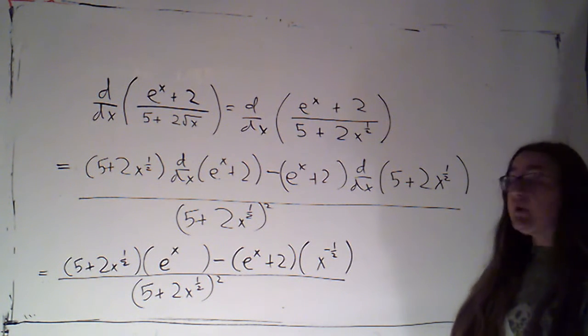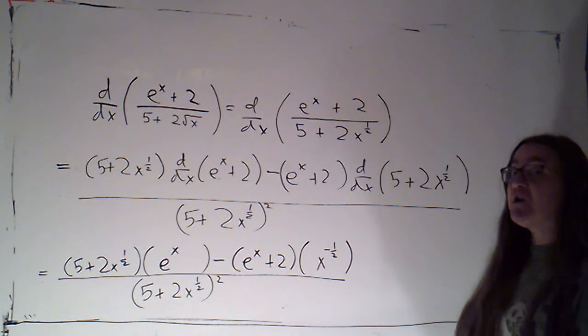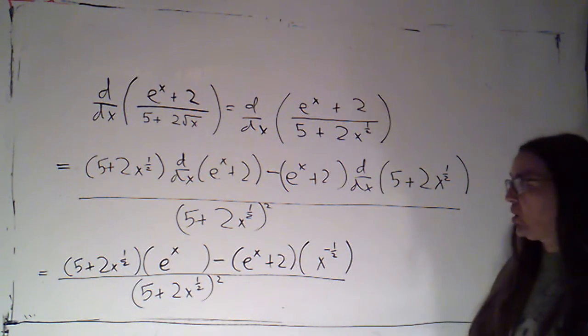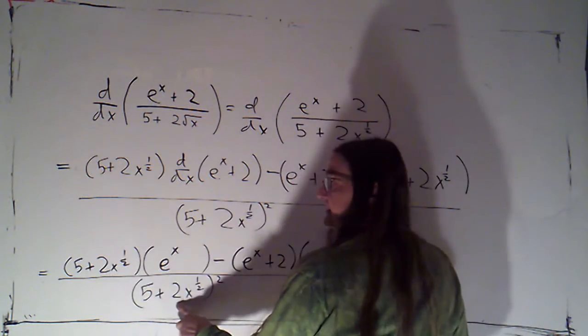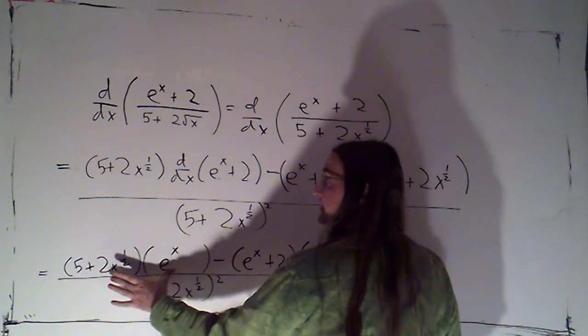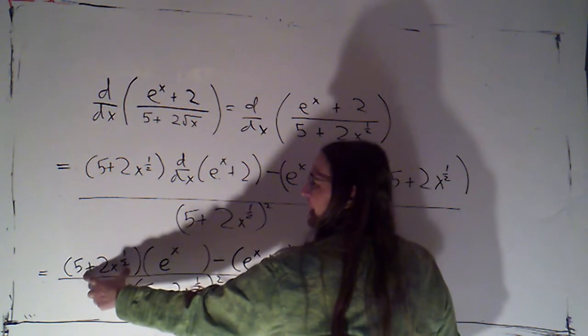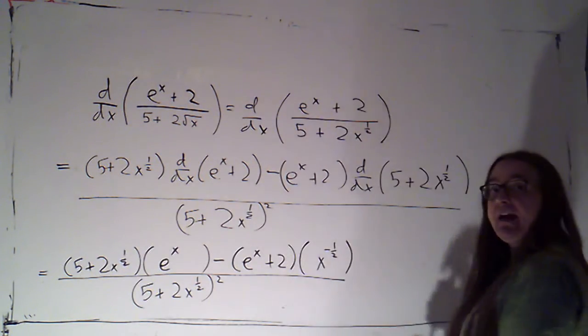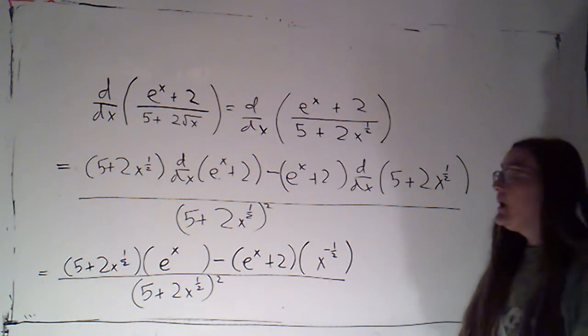Let me just point out a couple of algebra things that you should not do because they would be wrong. Remember, that does not cancel with this because this is only part of this first part. That 5 plus 2x to the 1/2 was not factored out of the entire top.